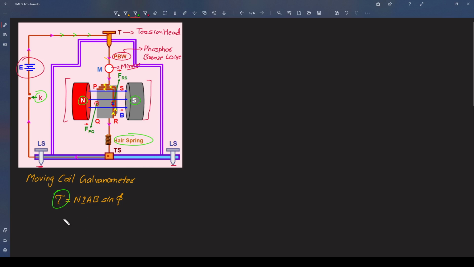Just like restoring force, if you remember, you must have studied in 11th standard, that is equal to kx. So force was directly proportional to x, the displacement. Similarly, there is a restoring torque as well, and restoring torque is equal to K into alpha, where alpha is the angle by which this rectangular coil rotates, or you can simply say this alpha is nothing but the twist in the coil.